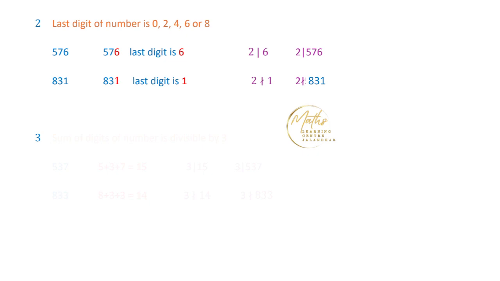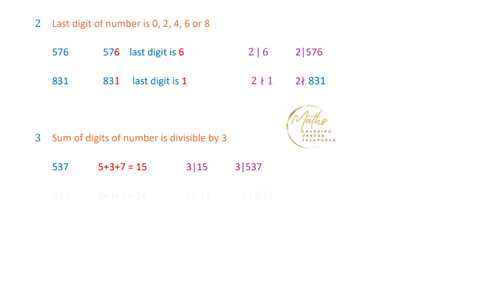Next is divisibility by the number 3. We have to check whether a given number is divisible by 3 or not. What we have to do is find the sum of the digits of the number, and if this sum is divisible by 3, then the given number is divisible by 3. So we consider the example. Suppose the number given is 537 and we have to check whether 3 divides 537 or not. We calculate the sum of the digits: 5 plus 3 plus 7 equals 15. Now 3 divides this sum 15. It means 3 will divide the given number.